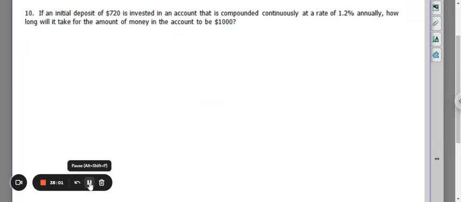You look at this last one. Okie dokie, initial deposit, rate 0.012. We want when it's 1,000. So we have 1,000 equals 720 E to the 0.012 T. We still have to isolate the base, which means dividing both sides by 720.